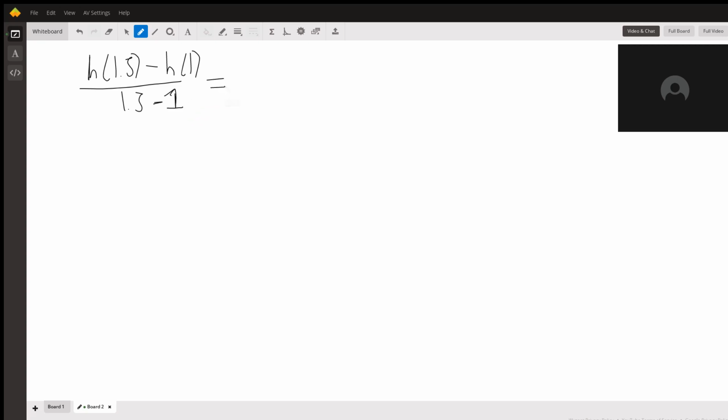Just solving for this, it would be 13.815 minus 10.14, and we'll get some decimals to the thousandths place, but we won't round until the end because we don't want to have a large margin of error. So that's 3.675, and 1.5 minus 1 is 0.5, so divided by 0.5, that is equal to 7.35. So the average velocity here is 7.35 meters per second.